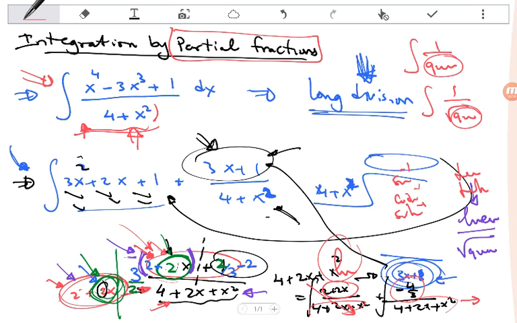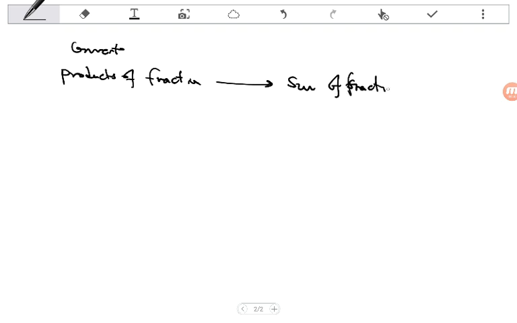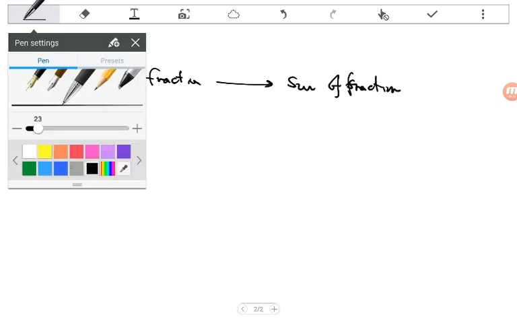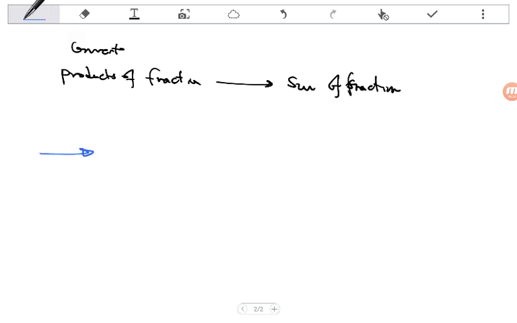What are partial fractions? Partial fractions is a method in mathematics which converts products of fractions to a sum of fractions. Okay? It is just the inverse of another method or another rule in mathematics, which was common denominator.